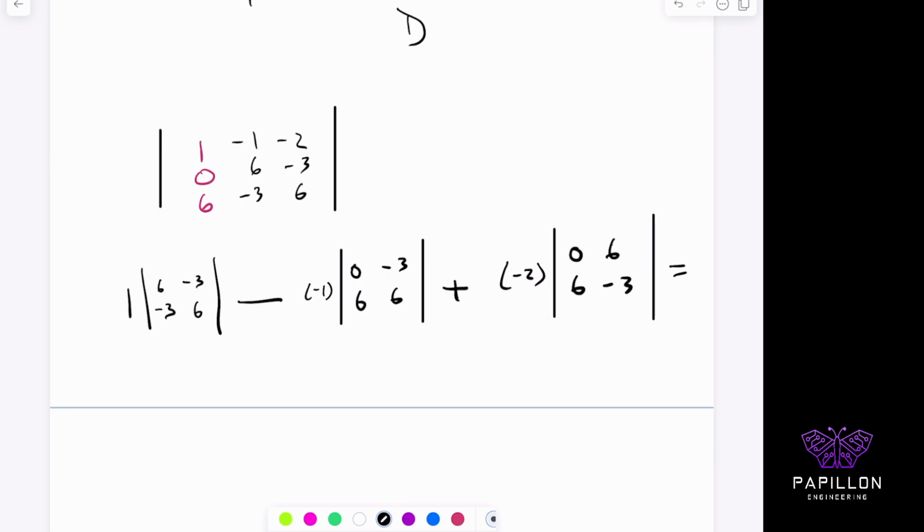For this numerator piece here, this time I'll hopefully make fewer algebra mistakes. It'll be 6 times 6 is 36, minus negative 3 times negative 3, which gives a positive 9, times 1. The next term, subtract it from the minus 1, and this time 0 times 6 is 0, so it'll be minus 6 times minus 3.